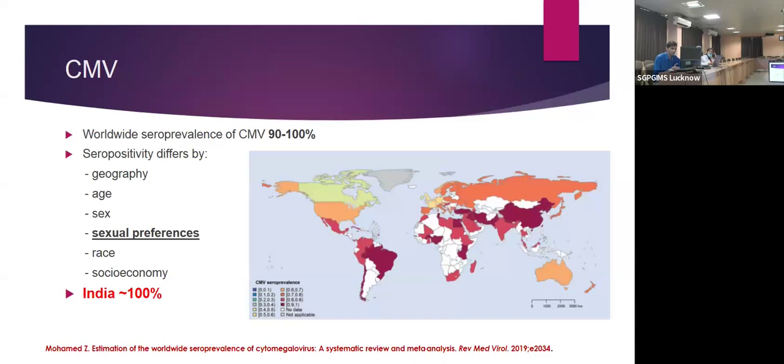The seroprevalence all over the world is 100%. In India, it's 100%. In homosexuals, it is definitely 100%. In the rest of the population, it varies between 90 to 100%.